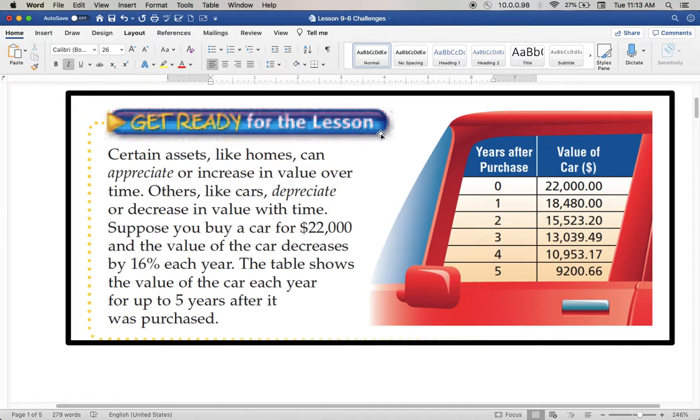So a lot of people choose not to buy cars new. They choose to buy only used cars for many reasons. One of them is so that they can pay a lower excise tax.